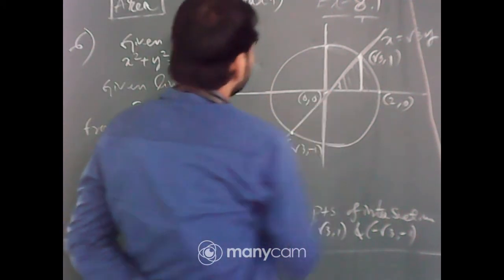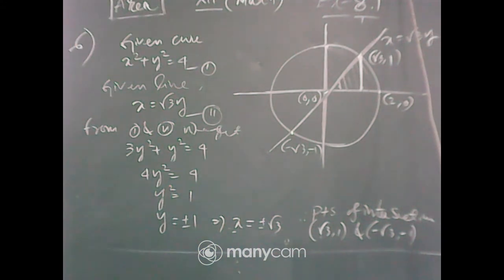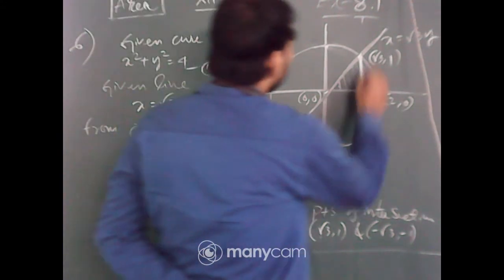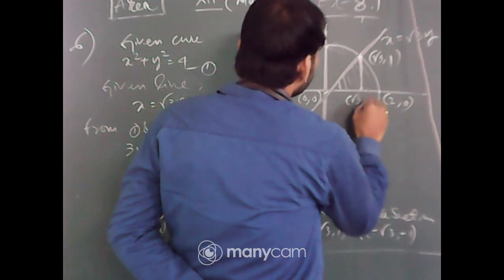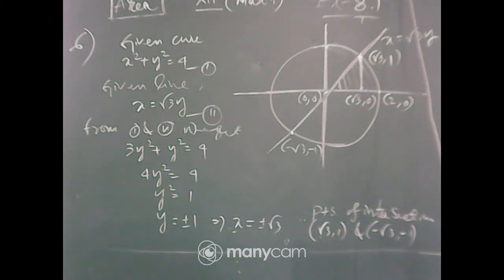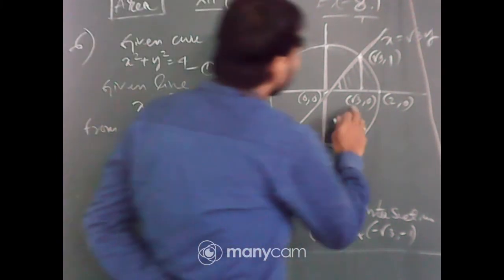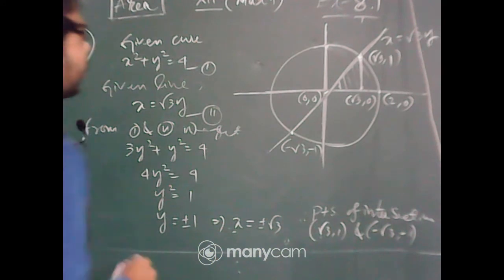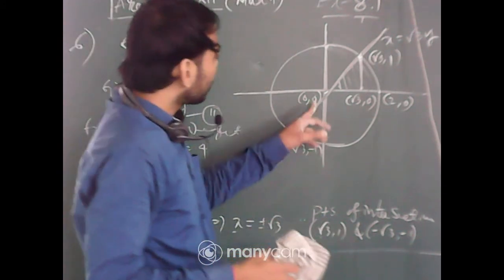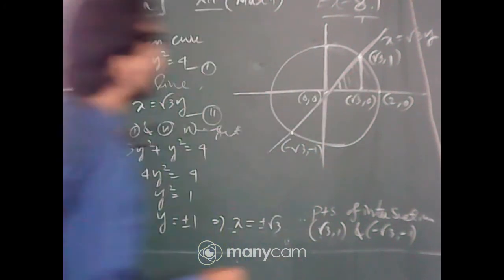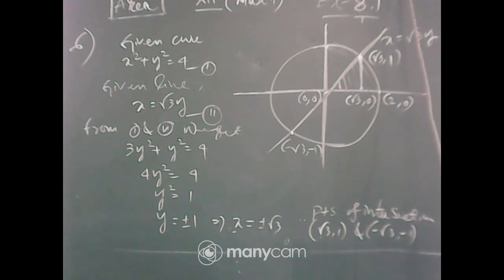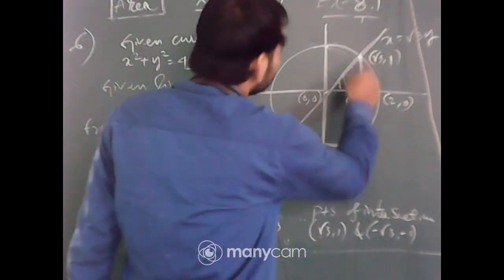The coordinate of the origin is also (0, 0). And I am drawing a perpendicular from this point, so this point will be (root 3, 0), because the foot of the perpendicular lies on the x-axis. That means from the figure it is clear the first portion will be 0 to root 3, along the line, and then root 3 to 2 along the circle.